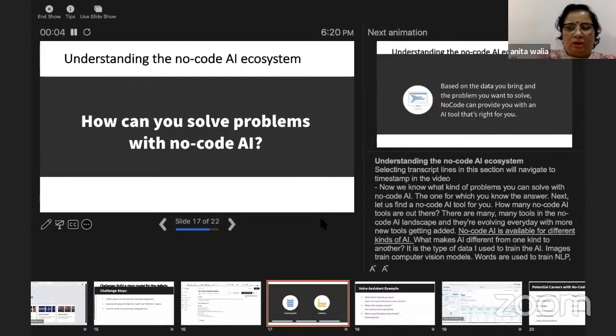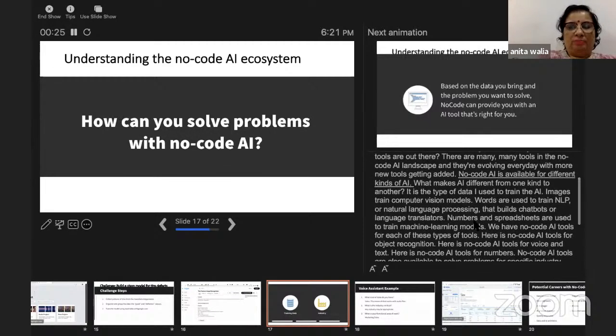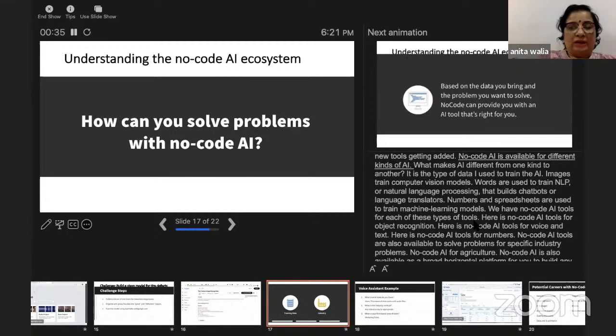Okay, so when I'm talking about no code AI, students, you have to first understand what type of data you are using. If you are using images to train computer vision models, then you can use this Google Teachable Machine tool which I have told you. If you are using words, basically to understand NLP, natural language processing, to build, for example, a chatbot or maybe a language translator, you can use that kind of data sets. So you have to use a different kind of model.